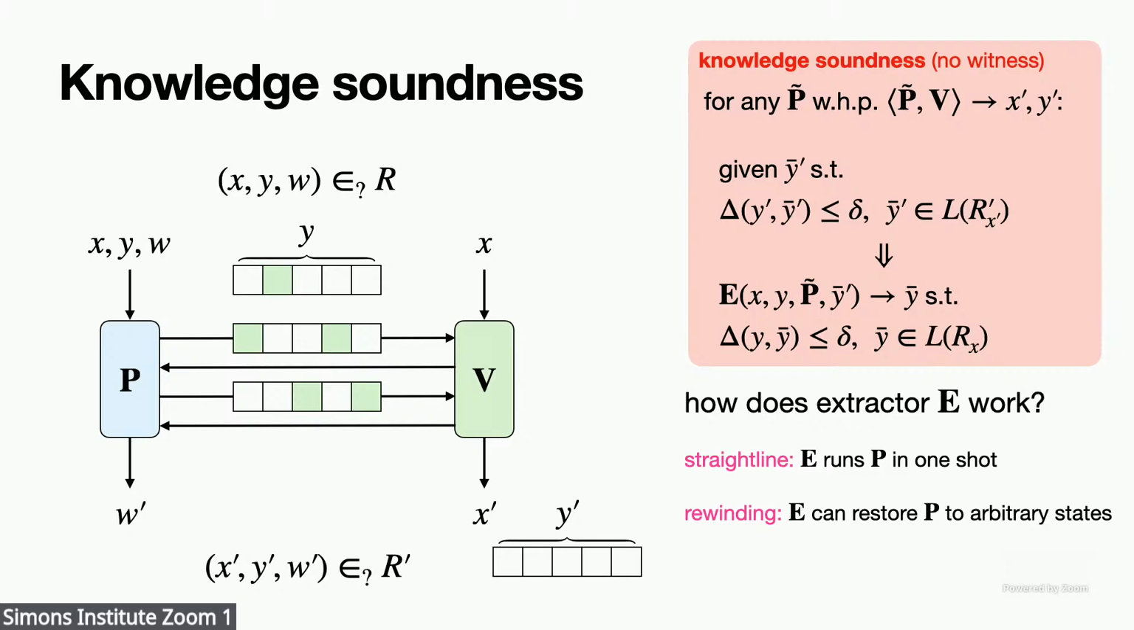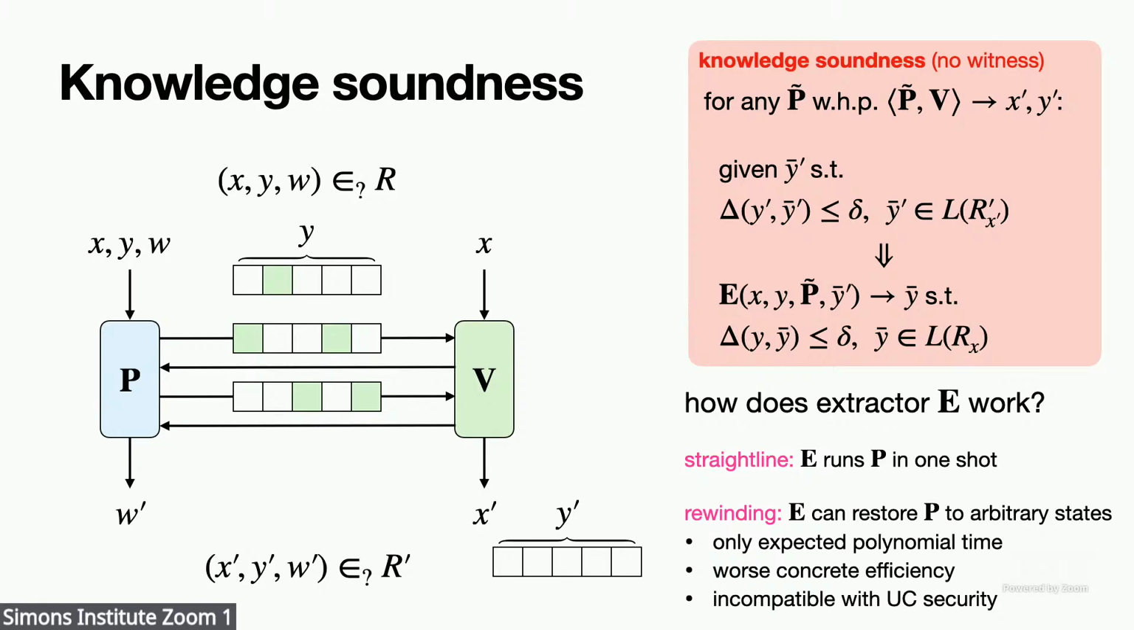I think Pratyush talked about this at length on Monday, but there are a lot of downsides to doing rewinding. For example, the extractors typically are less efficient. They don't actually even run in strict polynomial time. Also, rewinding is not compatible with stronger security notions like UC security, and when you do recursive proof composition, it's actually important for provable security that you have a straight line extractor. So you can think of straight line extraction as the gold standard for these sorts of proof systems, at least when you're working in an idealized model, like the random oracle model.